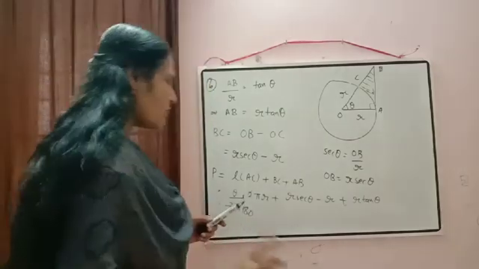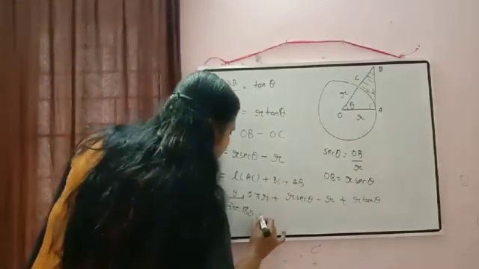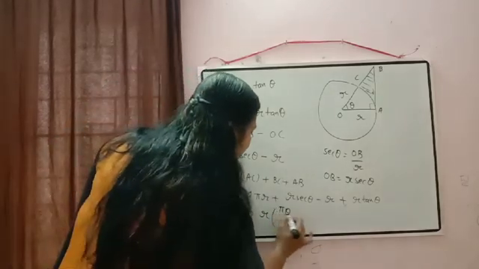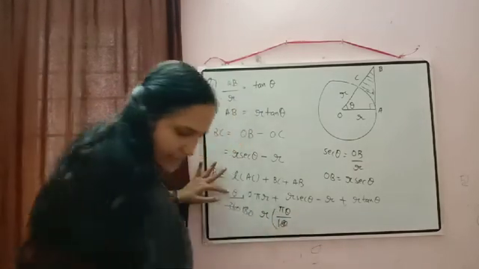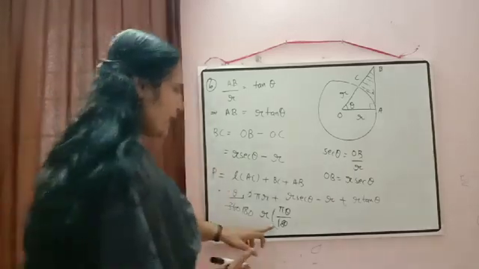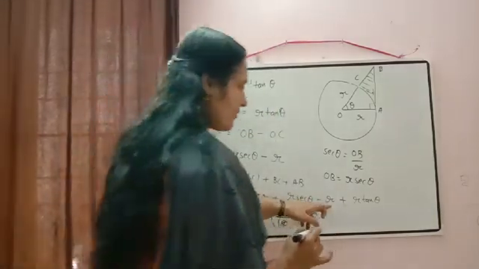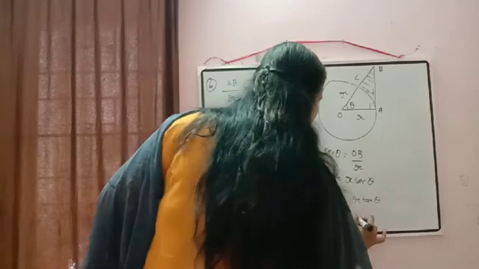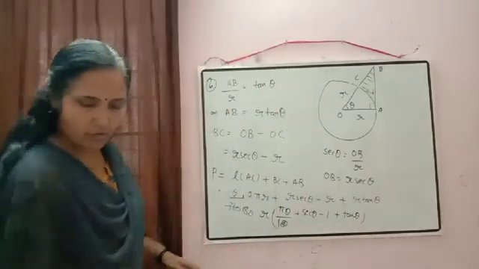Yes, r is common. Take it outside. Inside the bracket what will remain there? Pi theta by 180. That we need there. Just check. Yes, pi theta by 180. Then r taken common, so inside the bracket it will be equal to sec theta. From here we took r common, so minus 1 and then plus tan theta. So first part is over.